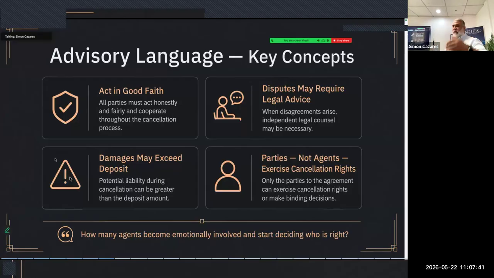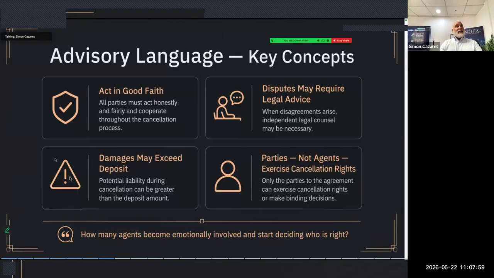We have to think different. We have to be two steps ahead of the circumstances. What if this happens? How do we handle it from here? So it's our job to maneuver this in the best practical way, right? Because I know it's a lot of money. Damage may exceed deposit. Again, I would caution you.